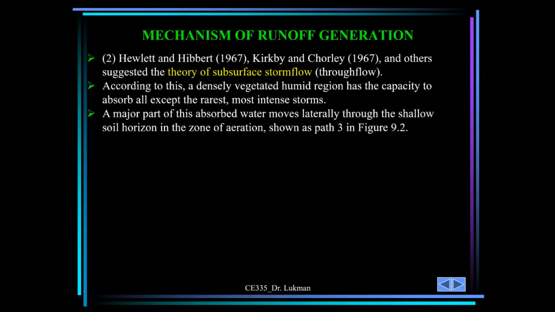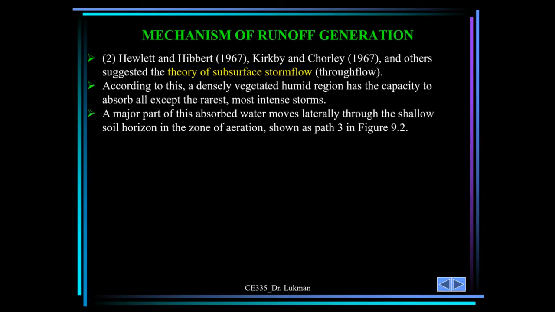The second one, postulated by Hewlett and Hibbert in 1967, and also Kirkby and Chorley and others, suggested the theory of subsurface storm flow or through flow. According to this, a densely vegetated humid region. Humid means you have high humidity. Vegetated means you have many plants like grasses, so you have many grasses densely, closely packed together. And humid means you probably have a lot of rainfall.